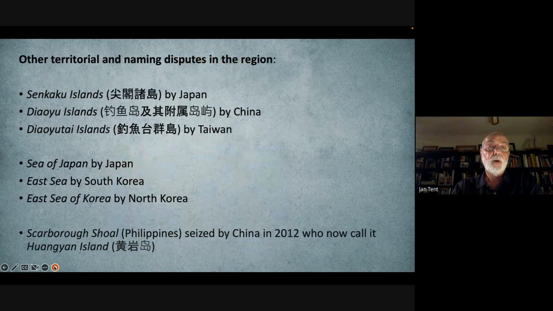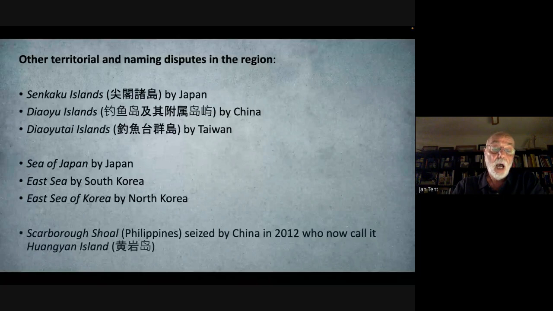Other territorial claims in the region are the Senkaku Islands held by Japan, which are known as the Diaoyu Islands by China, and the Diaoyutai Islands in Taiwan. And there's the Sea of Japan that the Japanese call it, but the South Koreans call it the East Sea, and the East Sea of Korea is the name that the North Koreans gave for it. So the Scarborough Shoal in the Philippines, seized by China in 2012, who now call it the Huangyan Island. So when you take possession of a place, you give it a new name.